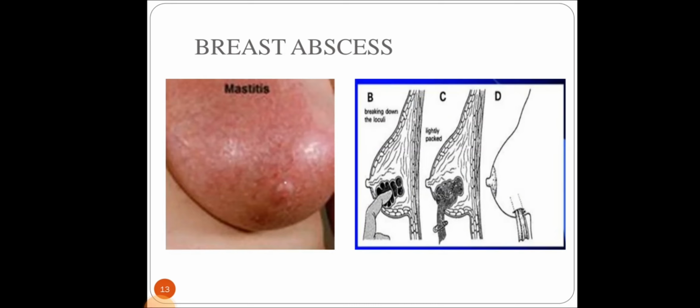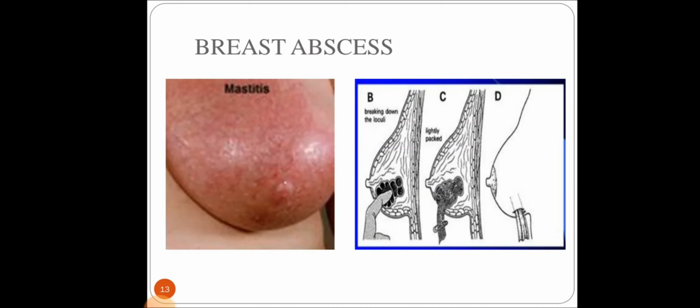In non-lactational breast abscess, it occurs in patients with duct ectasia. Duct ectasia means the dilatation of lactiferous ducts due to muscular relaxation of the duct wall. So it can be due to duct ectasia or periductal mastitis. Due to bacterial infection, periductal mastitis can occur, and ultimately it can lead to breast abscess without any relation with lactation. So that is what is happening in non-lactational breast abscess. Mainly this non-lactational breast abscess is common in diabetic and immunosuppressed individuals.